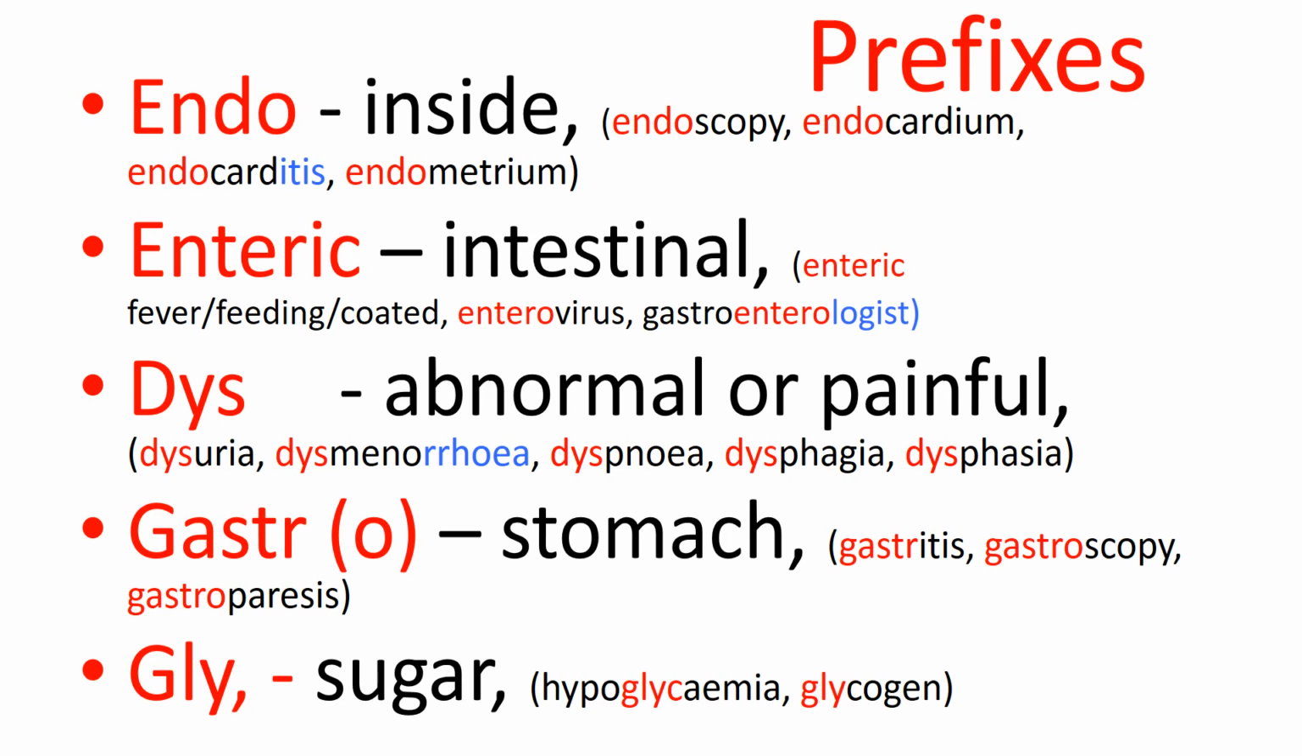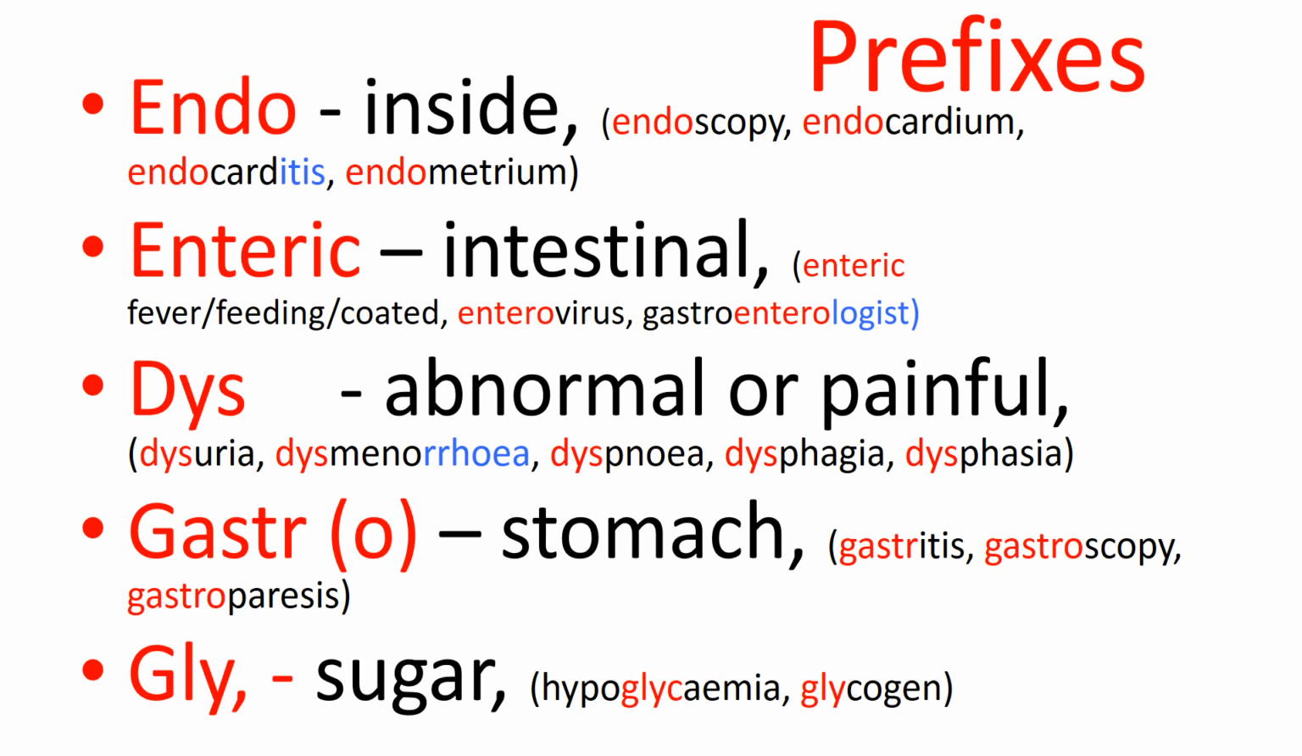Now don't get the next two mixed up. Dysphagia, the phagia part is eating or swallowing. So dysphagia is difficulty swallowing. Dysphasia, the phasia part relates to speech. So dysphasia is difficulty with speech. Both of those, for example, can occur after cerebrovascular accidents.